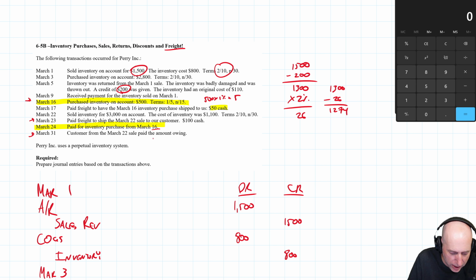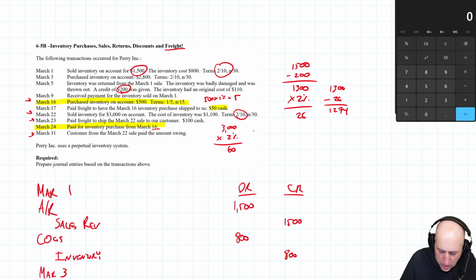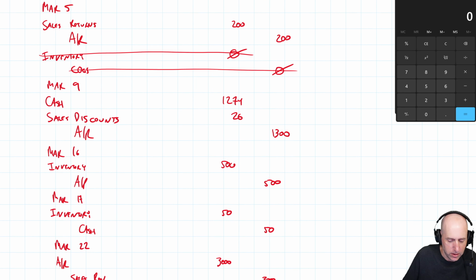Customer from March 22nd pays us. March 22nd, we sold inventory for $3,000 on account, and now they pay us. All right, we collect our AR. Because they paid within 10 days, they're going to take a 2% discount. So it's $3,000 of inventory, and they're going to take 2% off. That's $60 off the bill. That means they're going to pay us $3,000 minus 60, $2,940, to pay off their $3,000 bill.